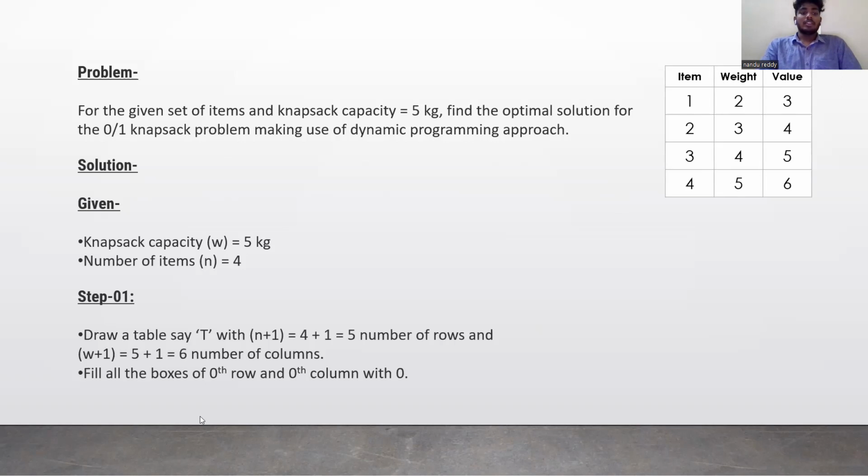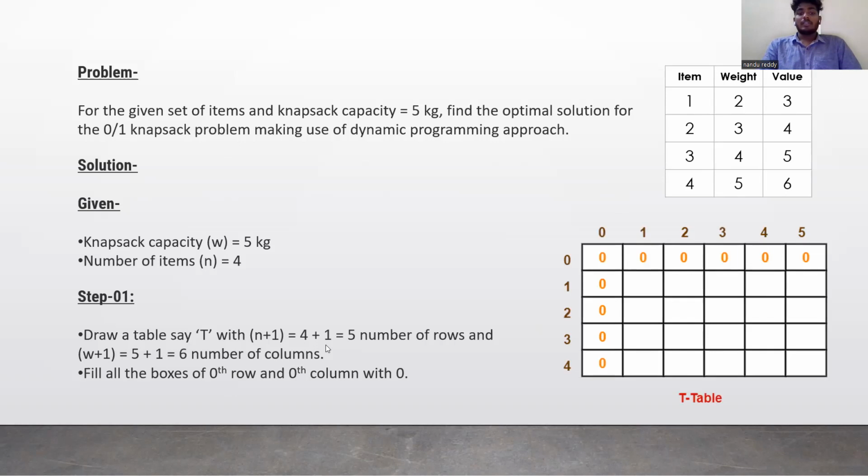Step 1. Draw a table T with n plus 1 rows and W plus 1 columns. Here n plus 1 means 4 plus 1, which is 5 rows, numbered 0 to 4. And W plus 1 columns means 5 plus 1, which is 6 columns, drawn from 0 to 5.